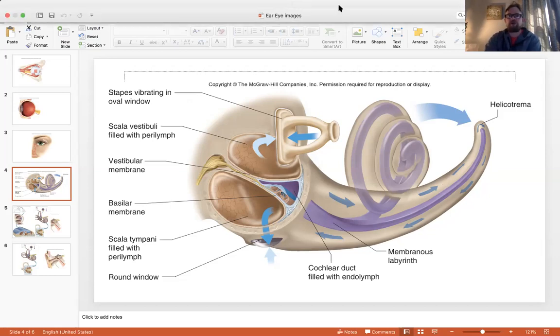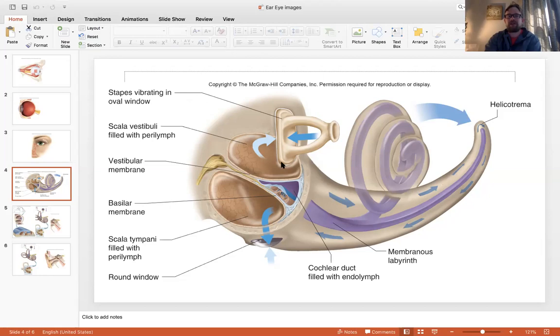But what I want you to appreciate is that as sound waves are moving through, they are bouncing inside of this chamber and rubbing and bouncing up against this cochlear duct. And then when sound waves reach this side, they'll actually hit this area called the round window, and the round window stops the sound waves. All right?